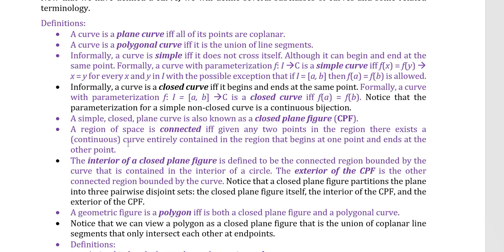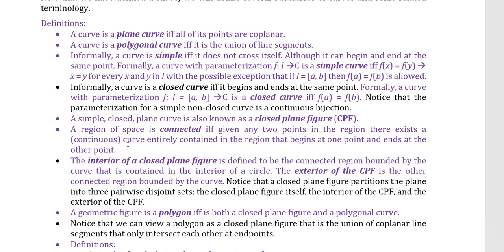A region of space is connected if and only if given any 2 points in the region, there exists a continuous curve entirely contained in the region that begins at one point and ends at the other point. So a region is connected if you can start at one point and draw a continuous path, a path without picking your pencil up, to get to the other point. Okay, that includes, of course, a region in a plane.